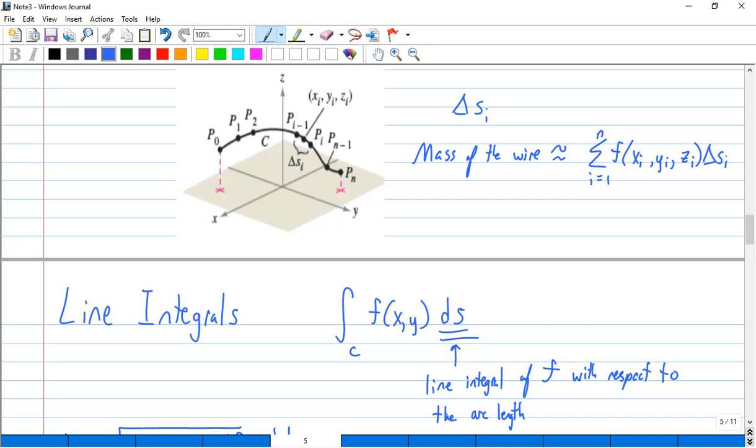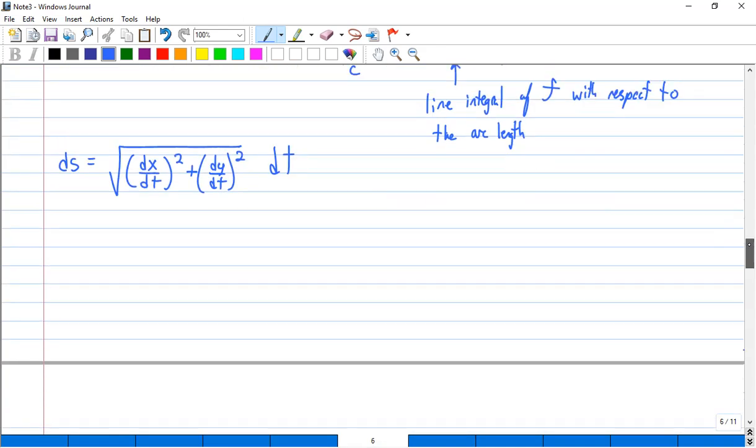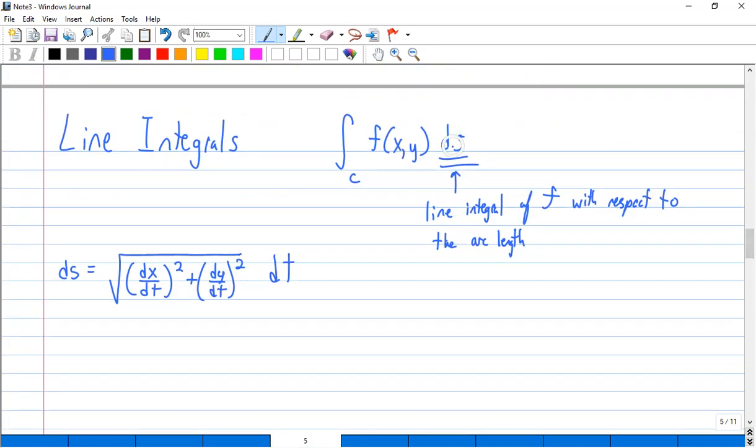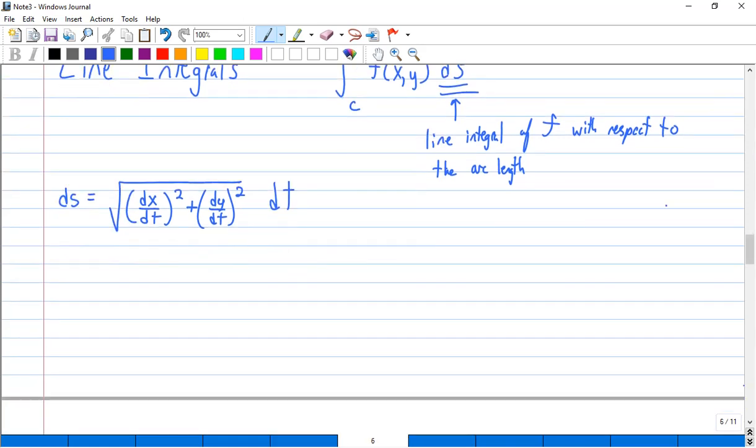we do need to remember the ds, like right here. This ds right here is going to be the square root of dx dt squared plus dy dt squared, dt. Of course, that would just be in 2 dimensions. In 3 dimensions, we would just have to add that third part, the z of t, dz dt.